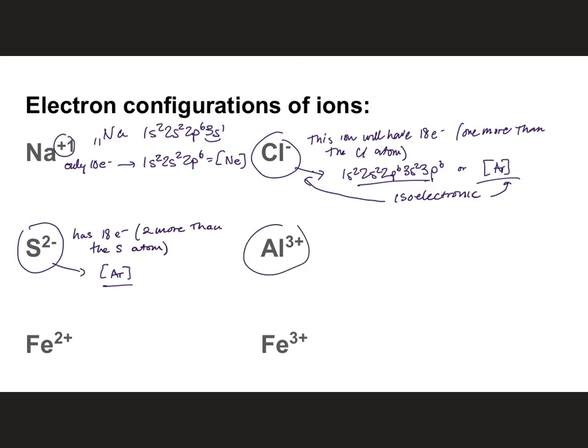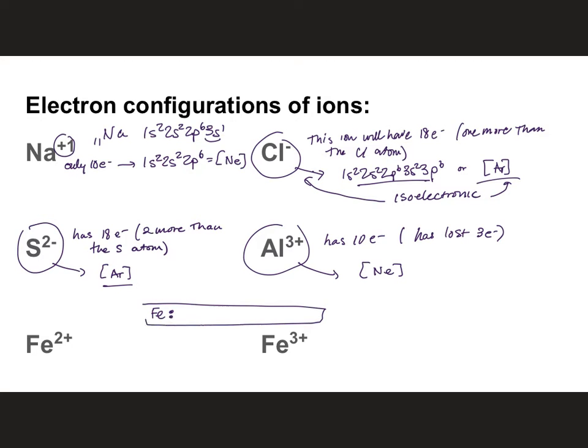So give aluminum +3 a shot. The aluminum +3 ion has only 10 electrons. It's lost 3, and its electron configuration is isoelectronic to neon. Now these iron +2 and iron +3 ions down at the bottom of the page are a little bit different. So how about you draw for me the electron configuration of plain old iron first, and then we'll see what changes.